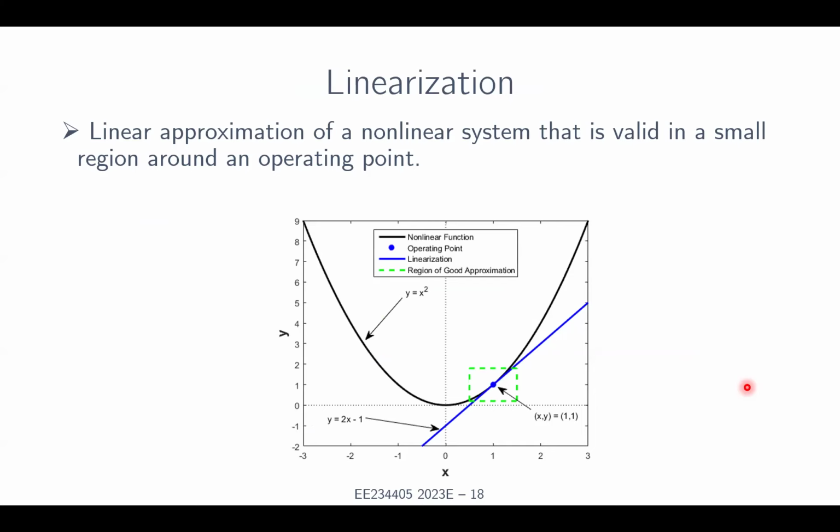So, a linear approximation of a nonlinear system. This is linearization that is valid in a small region around an operating point. So if we have this nonlinear function, let's say that represents the nonlinear system, we could approximate this by, well, maybe one approach that you are familiar with is by performing a derivative, right?